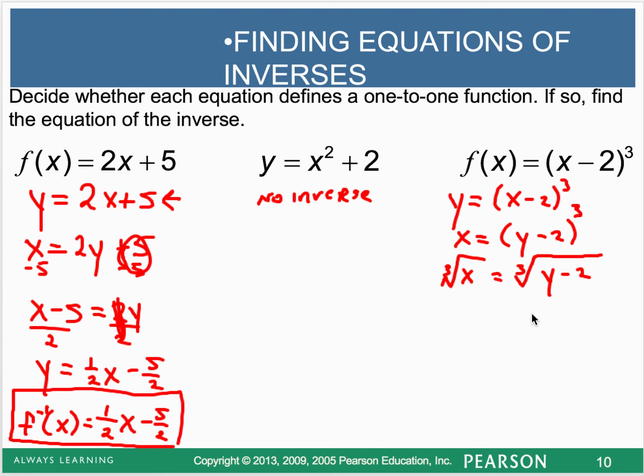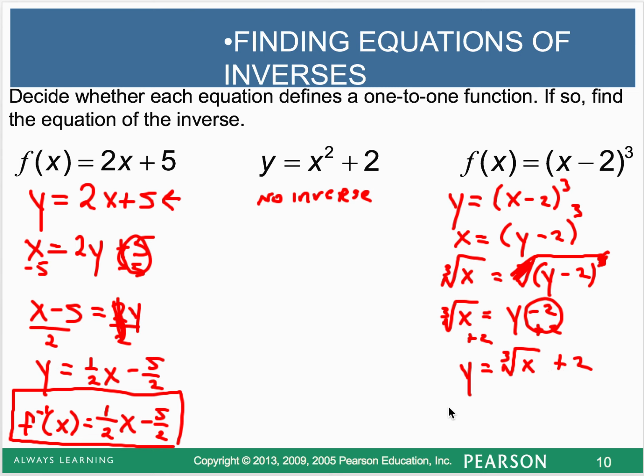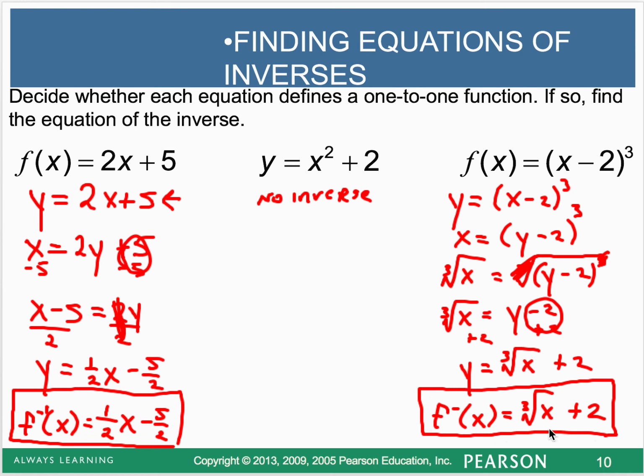And this is a cube, so these will undo each other. And just leave the cube root of x equals y minus 2. Let's add 2 to both sides, getting that y by itself. Okay. Once the y is by itself, I'm going to put it on this side. And we have the cube root of x plus 2. And what's the most important step? Replace that with function notation. Okay. Now I have the inverse of that original function. So very simple process. Two important factors: make sure it actually has an inverse, and then replace the y with your function notation in the end.